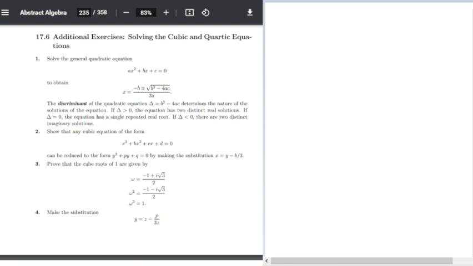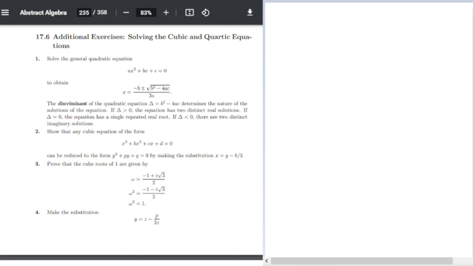1. Solve the general quadratic equation ax squared plus bx plus c equals 0 to obtain x equals negative b plus or minus the square root of b squared minus 4ac, over 2a. The discriminant of the quadratic equation is delta equals b squared minus 4ac, which determines the nature of the solutions to the equation. If delta is greater than 0, the equation has 2 distinct real solutions. If delta equals 0, the equation has a single repeated root. If delta is less than 0, there are 2 distinct imaginary solutions.